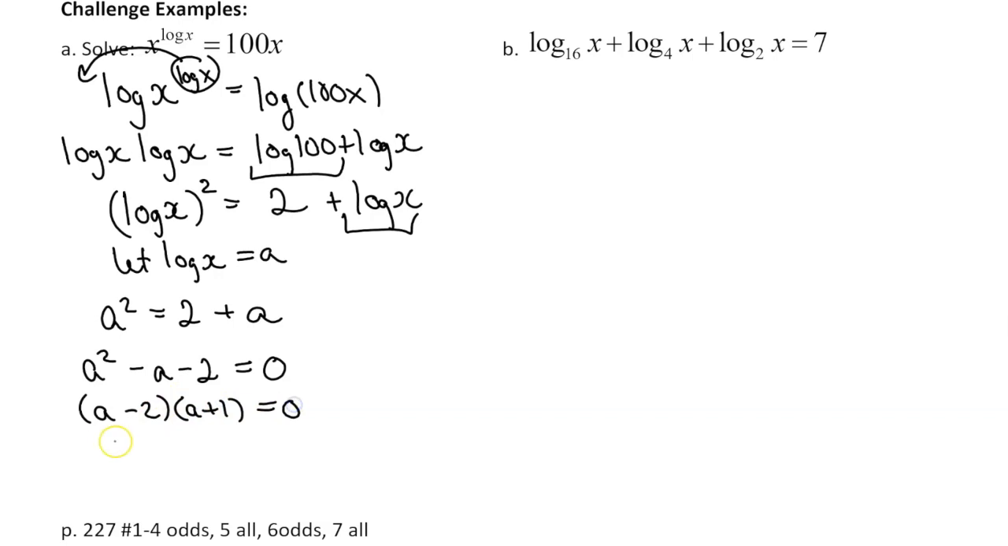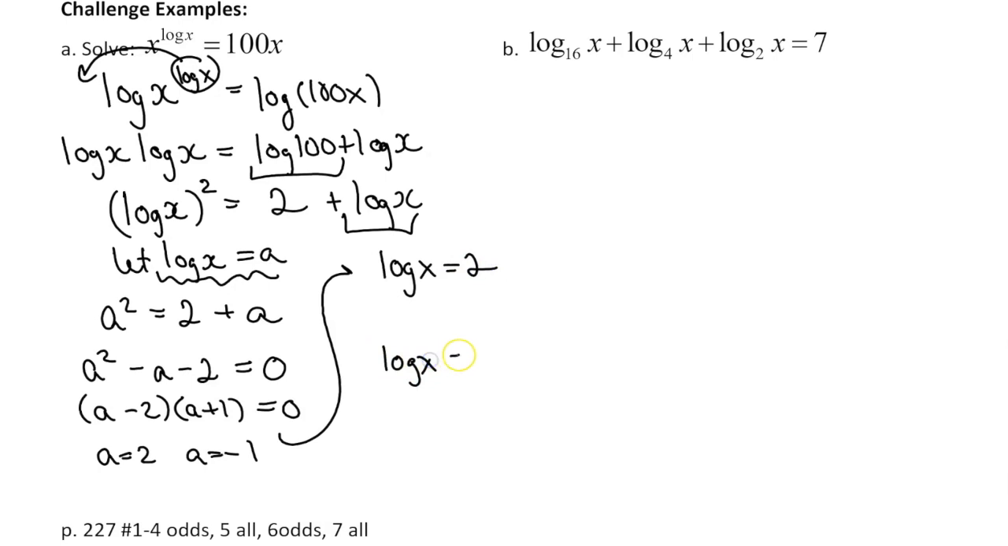And if you do that, a would be equal to 2 and a would be equal to -1. Now that on its own doesn't mean much because that's only what a is. And remember, log x is equal to a. So now, instead of saying that, you could say, well, wherever there's an a, I can now say log x equals 2 and log x equals -1.